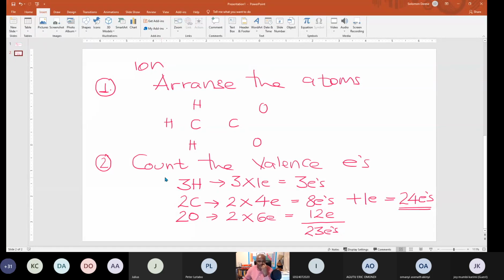So the second step is count the valence electrons. So in the acid ion, we have 3 hydrogens, 2 carbons, and 2 oxygens. When you count and add the total valence electrons, you'll find there are 23. But the acid ion has a -1 charge. So if it is negatively charged, if it is -1 charge, you have to add 1. So the total number of electrons is 24. Okay? So this is the arrangement of the atoms.